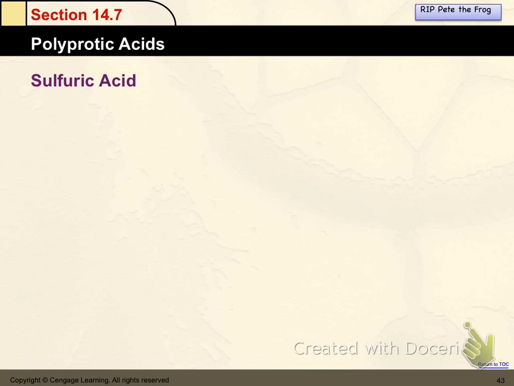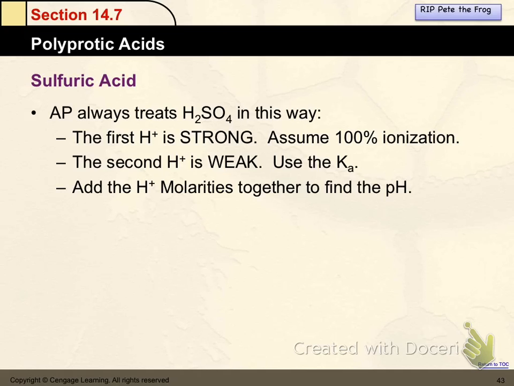All right, sulfuric acid. We use sulfuric acid a lot. It is probably the most important polyprotic. It is the only polyprotic that is classified as a strong acid, so it kind of gets its own little section in the book. Wow, really cool.